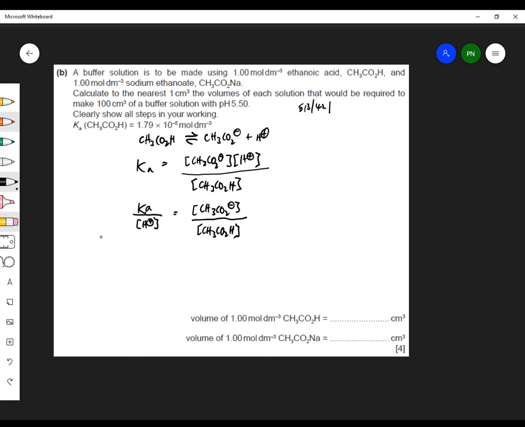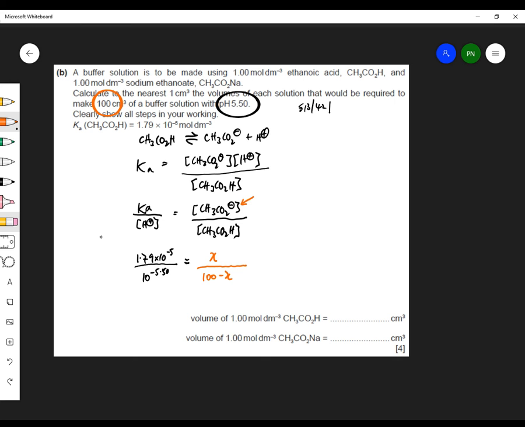Now we've got to use a little bit of maths. We know the total volume is 100 cc. Let me put in my Ka first. My Ka is 1.79 times 10 to the minus 5. My H is 10 to the power of minus 5.5. I know that they're both 1 molar, but I've got to find the volume now. So I'm going to say the volume of my base is X. The volume of the acid has got to make up to 100, so it's 100 minus X.